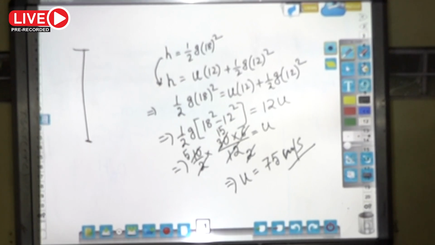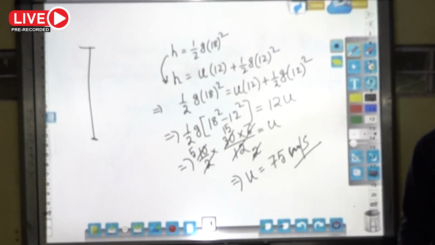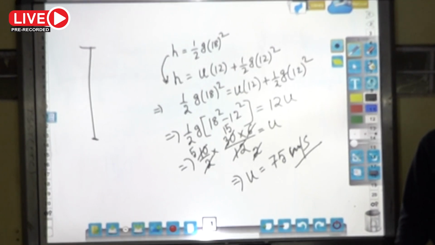Option A, root 3 v naught. Option B, 3 v naught. Option C, 9 v naught. Option D, 3 by 2 v naught, means 3 v naught by 2. Don't write v naught in the denominator. V naught is always in the numerator.